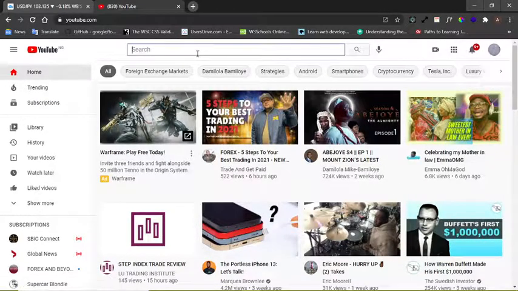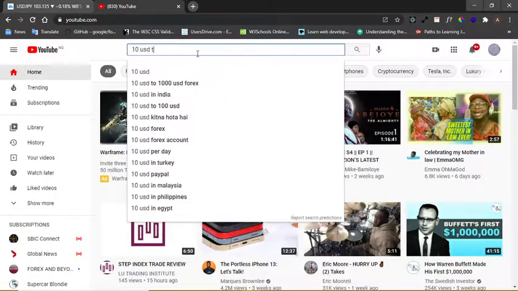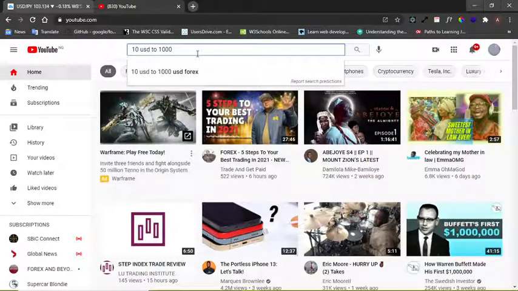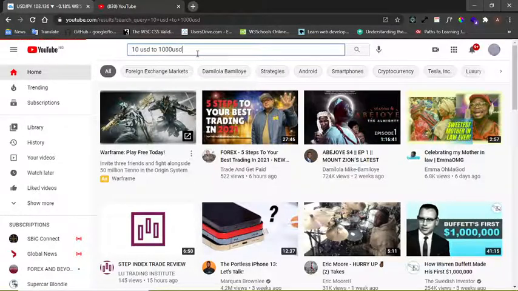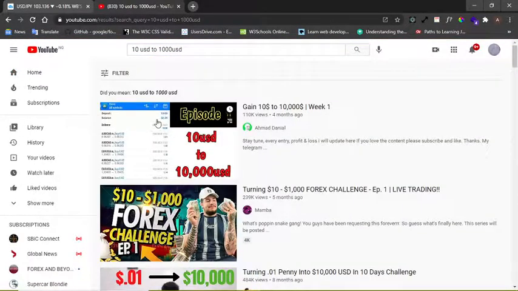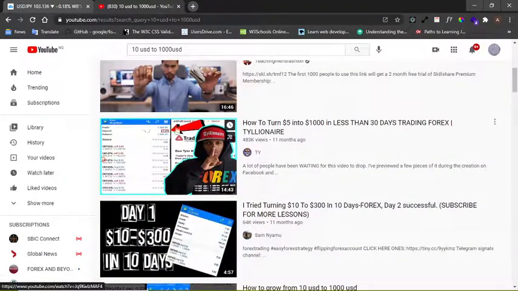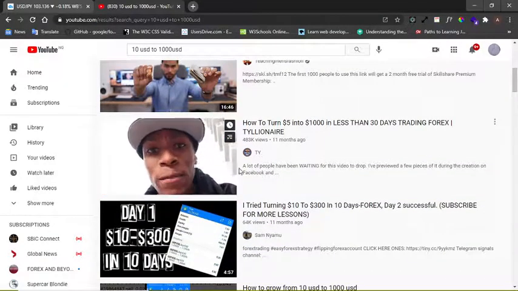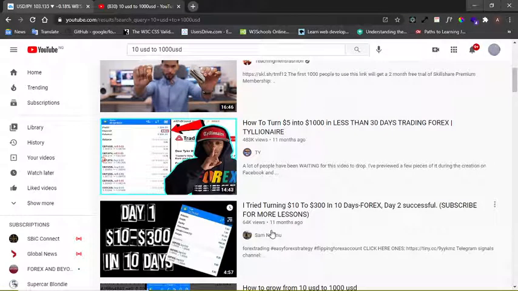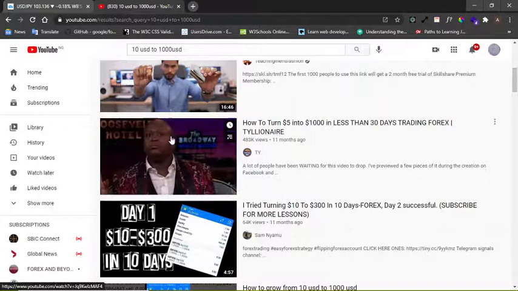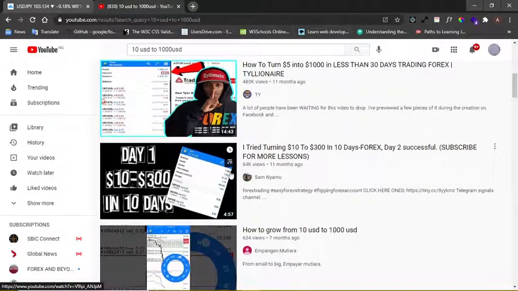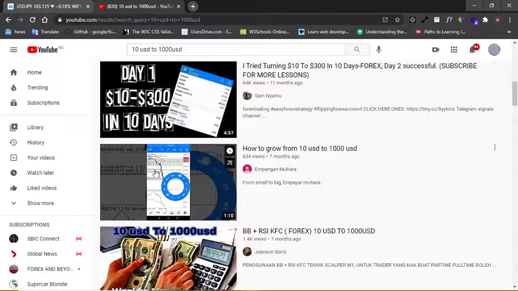So that's just the sad part. Let's just try a random search. 10 USD to 1000 USD. You are going to see deposit 10, balance 32, different stuff like that, turning $10 to $1,000. This actually affects our trading psychology. Can you see that? $5 to $1,000 here. Where I'm putting my mouse, 5 to 1,200. So this is one again, balance, then equity 21, stuff like that. Can you see these pressurized accounts?